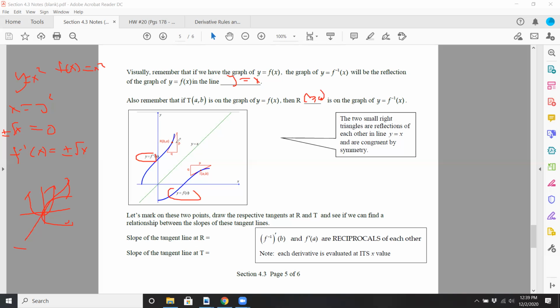So we draw these two small right triangles where the hypotenuse for each one is going to be a tangent line. And we see that the slope here is P over Q. The slope here is Q over P. So again, the slope of line R is P over Q. The slope of T is Q over P.